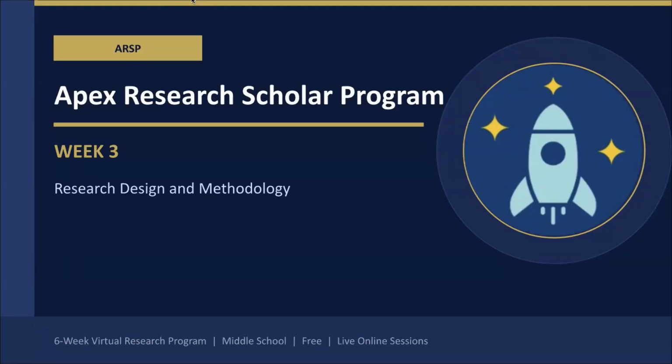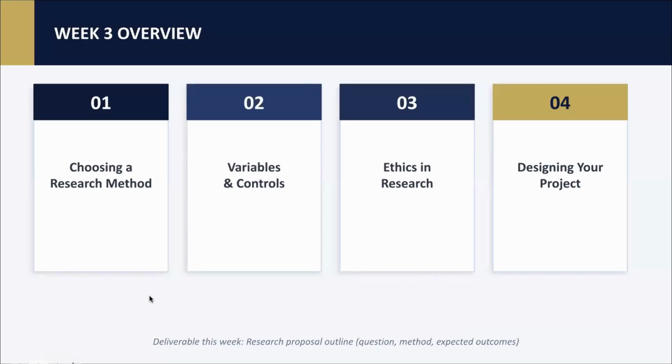So this is the Apex Research Scholar Program, and we're on week 3 already, which is research design and methodology. So, week 3 overview. Number 1, we're going to be choosing a research method. Number 2 will be about variables and controls. Number 3, we'll talk about ethics in research. And number 4, we're just going to start designing the project.